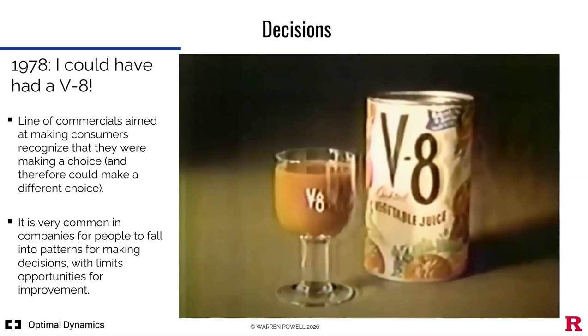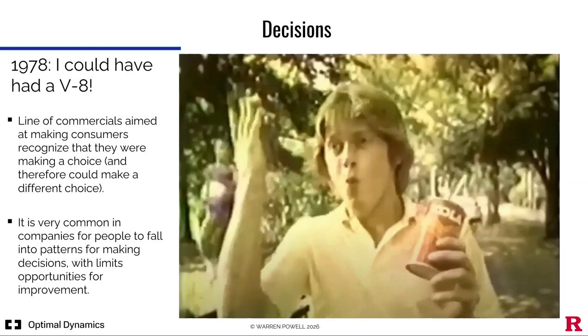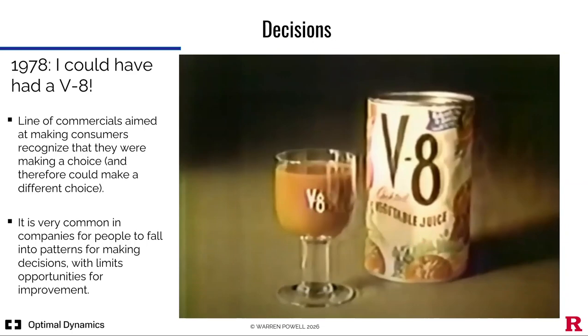It reminds me of this famous commercial from the 1970s on a new product then called V8 tomato juice, or V8 vegetable juice. It started with a video where they would feature people walking around and possibly drinking a soda. And as they're drinking the soda, they have sort of this eureka moment of, oh my gosh, I could have had a V8. And this became the "I could have had a V8" commercial. What this line of commercials was doing was trying to make people realize that they were making a decision. When they just pick up that soda, they could have picked up something else.